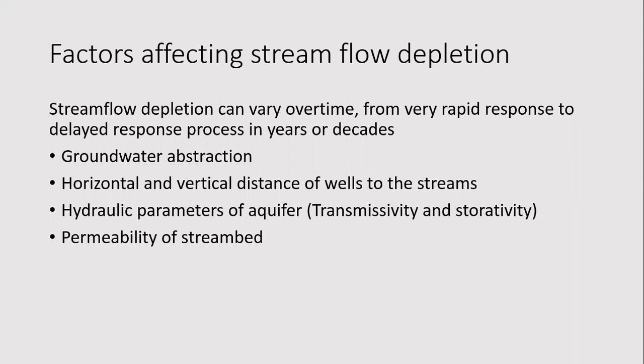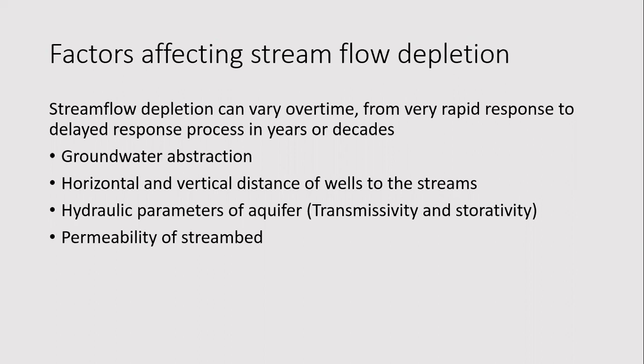So the factors that affect stream flow depletion might be groundwater abstraction, where you over-abstract water and then you have stream flow depletion. It might be the horizontal or vertical distance of the well to the stream. I will explain a few points on the next slide as well. We also have the hydraulic parameters of the aquifer. In this case, we talk of transmissivity, storativity, and also the permeability of the stream bed.